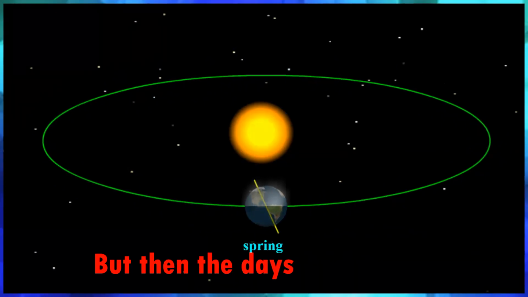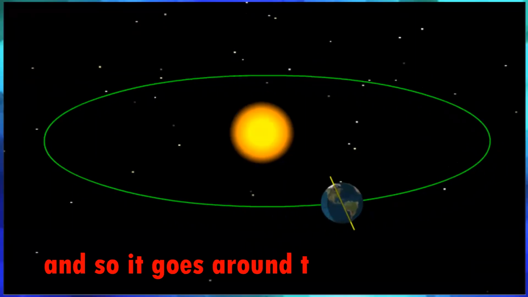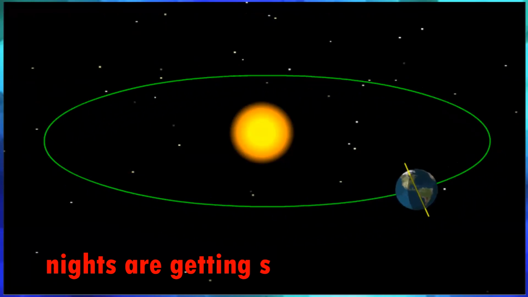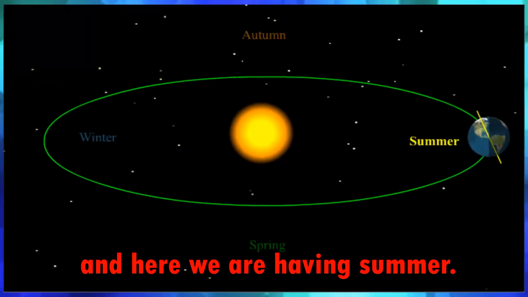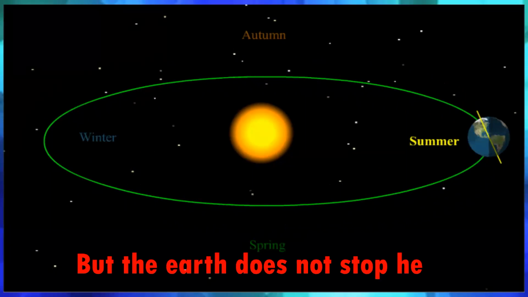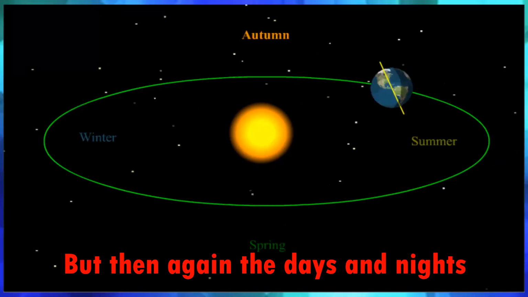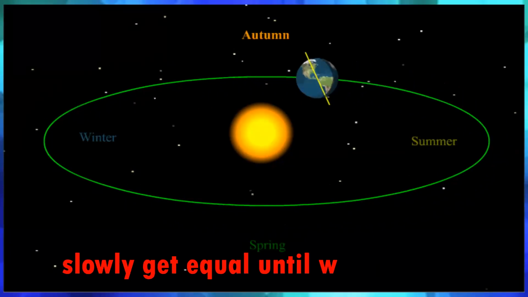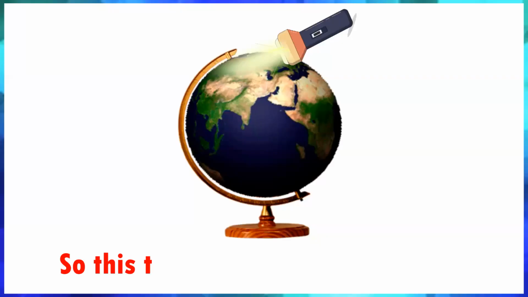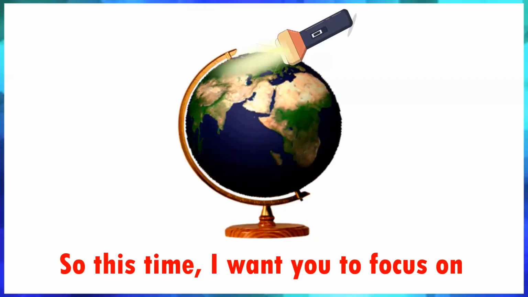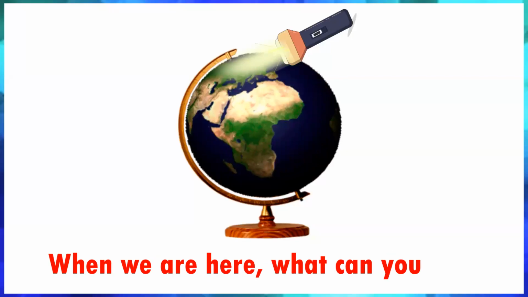But then the days are getting longer and so it goes around the sun and the nights are getting shorter and shorter, and here we are having summer. But the earth does not stop here. It moves around the sun, but then again the days and nights slowly get equal until we get here. We are having autumn. So this time, I want you to focus on certain part of the earth. When we are here, what can you see?